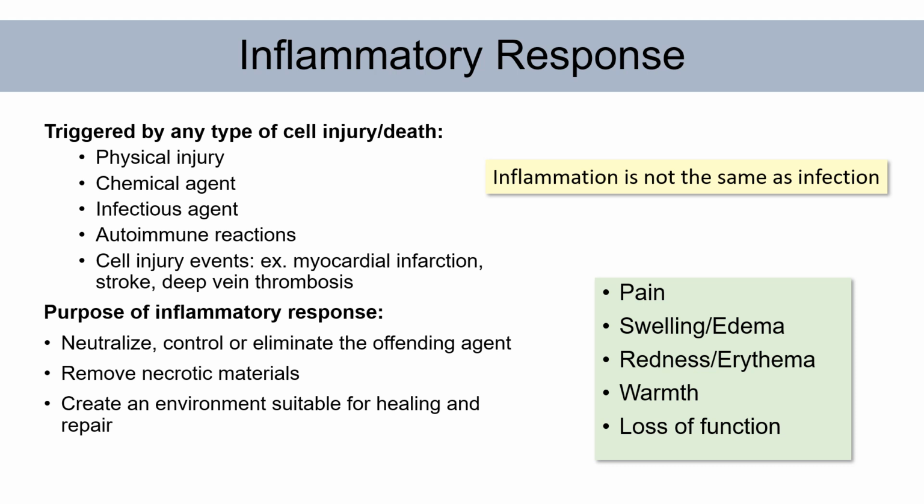For example, the myocardial infarction. That is when one of the vessels in the heart becomes occluded enough where it starts to obstruct blood flow. After that's all said and done, the heart will become inflamed in that area. We don't think of it like that because we don't see it from the outside, but there is an inflammatory response happening.